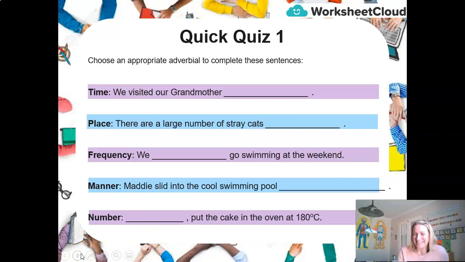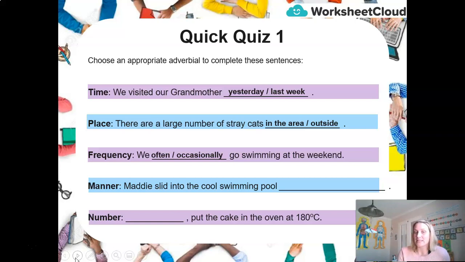Right, are you done? Let's have a look. We visited our grandmother yesterday or last week. Okay, so this one's obviously an adverb and this one's an adverbial, but you could have other ones as well. There are a large number of stray cats in the area or outside or in our neighborhood. You can have lots of different variations. We often go swimming at the weekends or occasionally. Or never, though all of those would work in that sentence and are all adverbs of frequency.